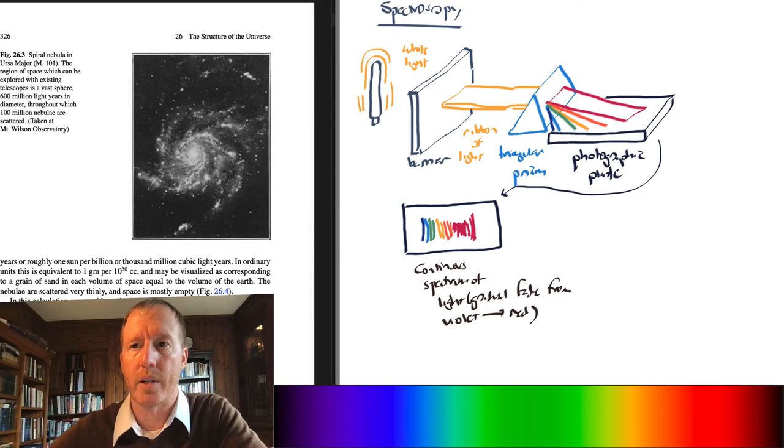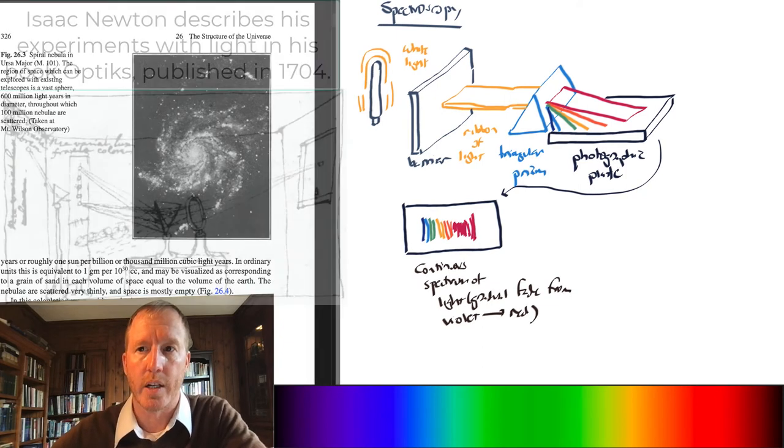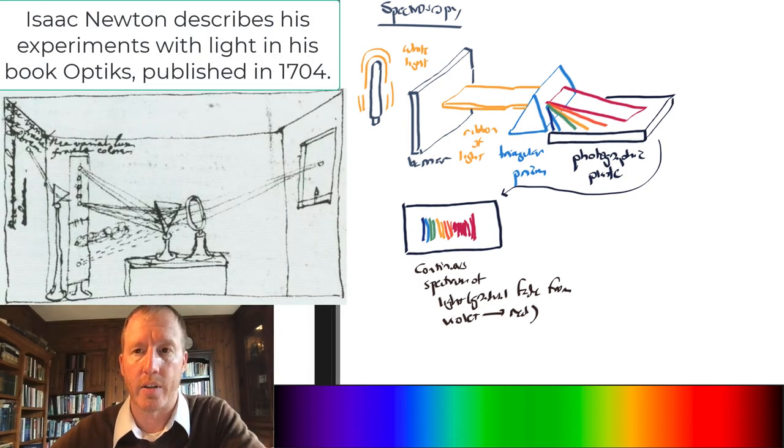This, by the way, is something that Isaac Newton had explored in quite some detail back in the late 1600s, early 1700s, and is described in his book Optics, which was published in, I think, 1703, right around there, where he divided white light into its colors in this way.